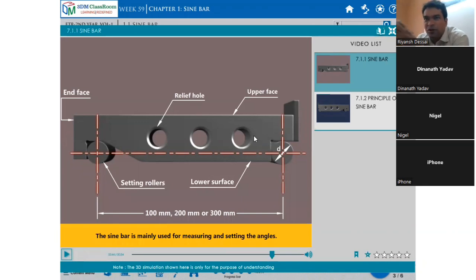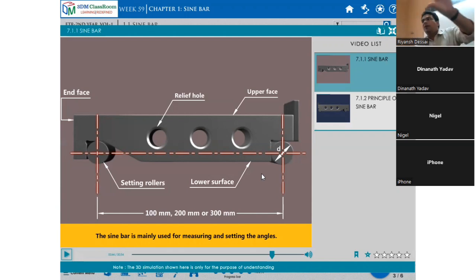It looks like a bar, no? The solid bar has this type of arrangement, a solid section. There are two rollers. These are the precision setting rollers. The rollers have an accurate diameter, and from this roller center to this roller center there is a standard distance. Based on this center to center distance, the sine bar length is specified.